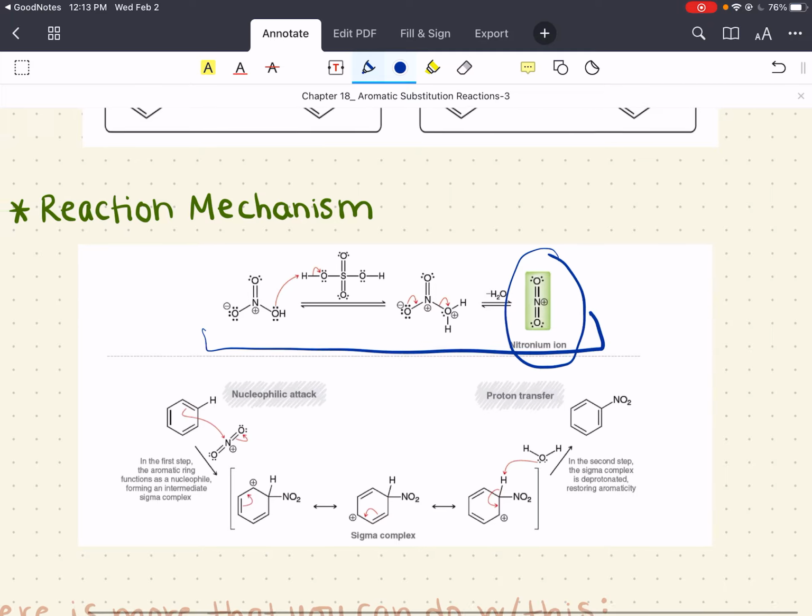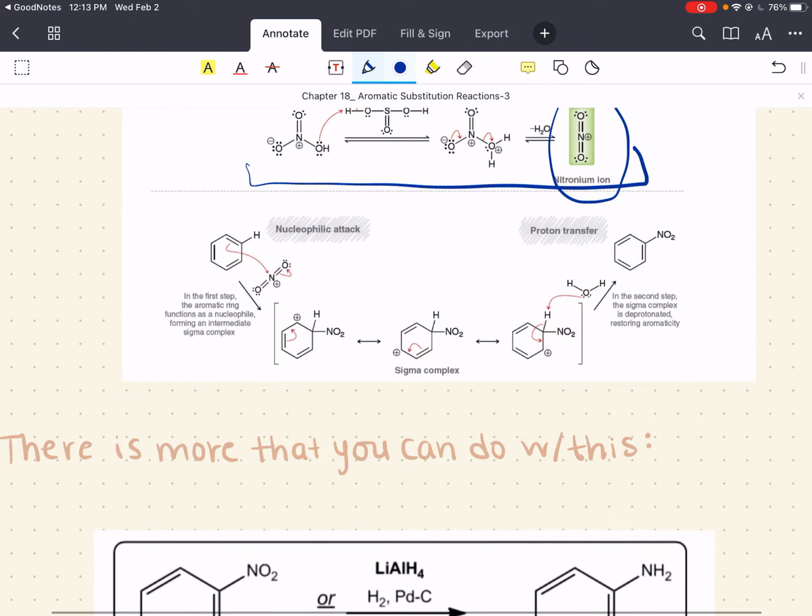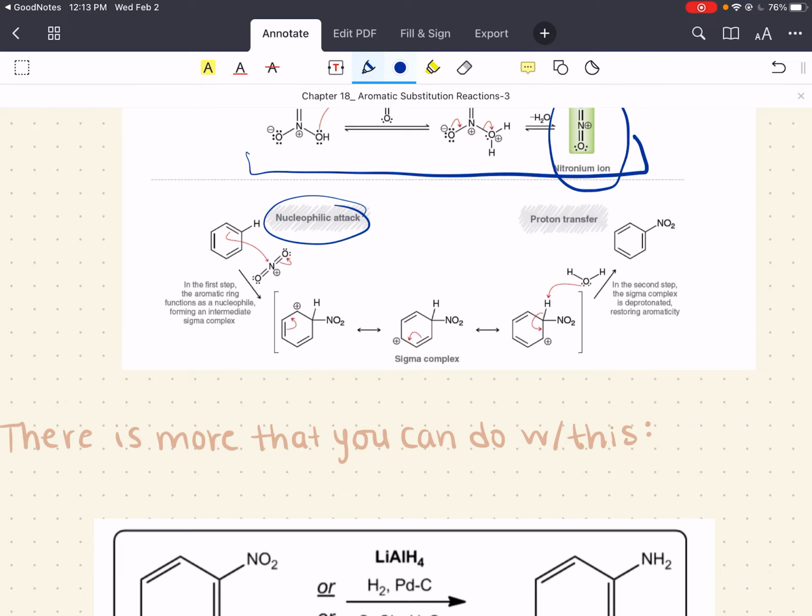Now, once on the ring, the reaction mechanism, again, is very similar. Nucleophilic attack forms a sigma complex, and our aromaticity is restored via a proton transfer at the end.